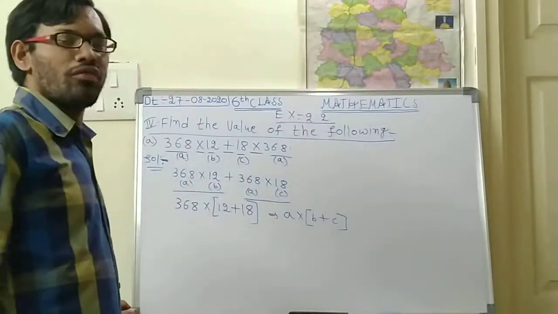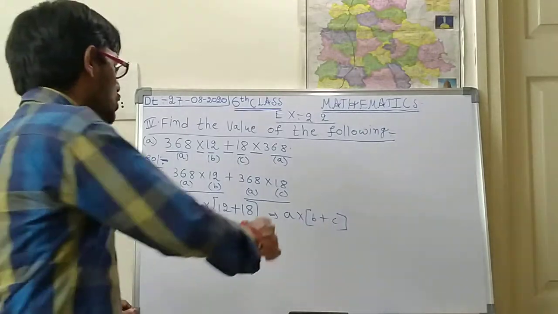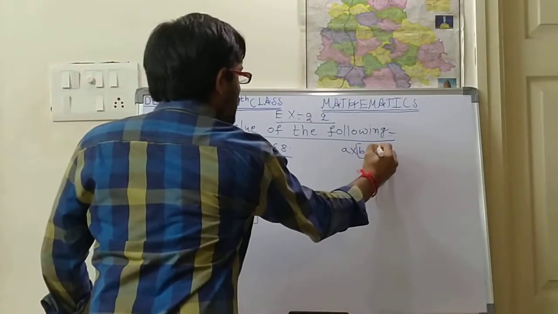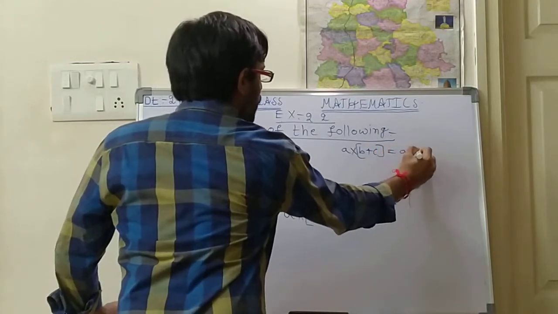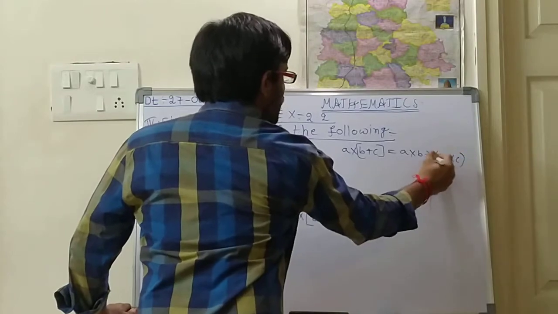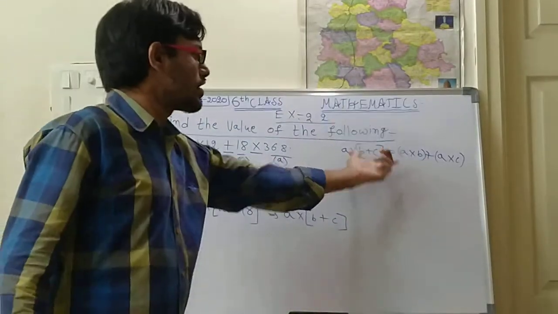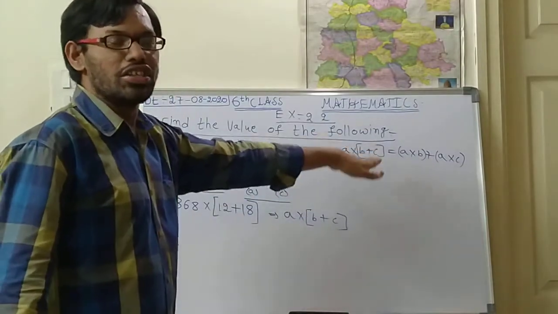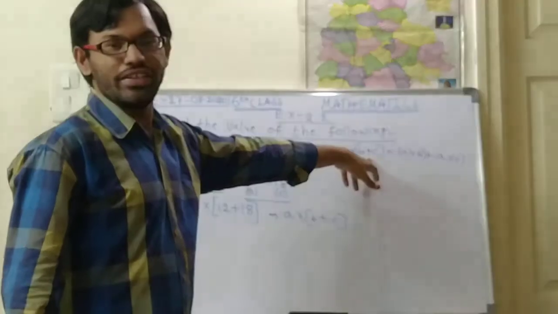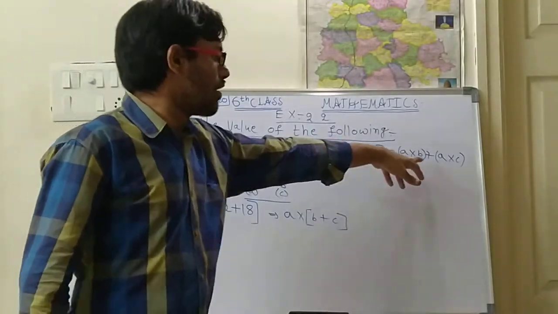You know one of the properties which we discussed in the previous class. What is the property? A into B plus C is equal to A into B plus A into C. So what is this property? This is the distributive property of whole numbers, of multiplication over addition.